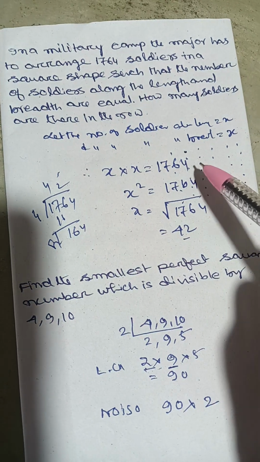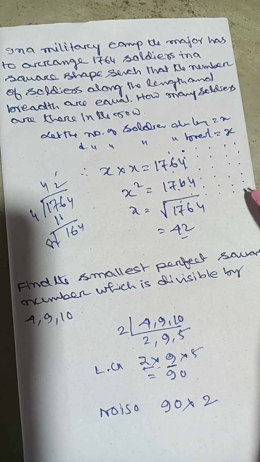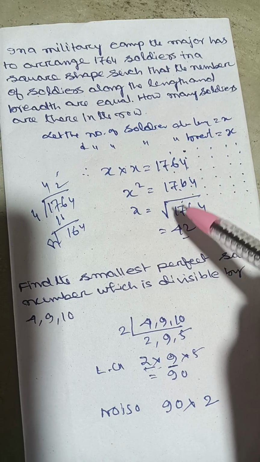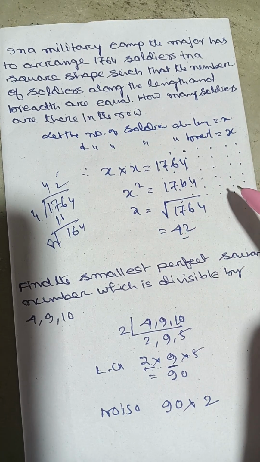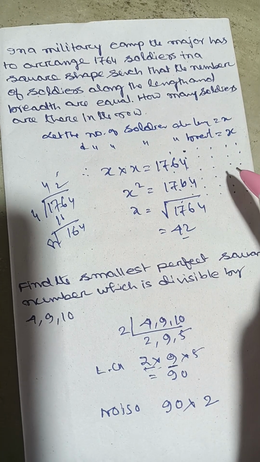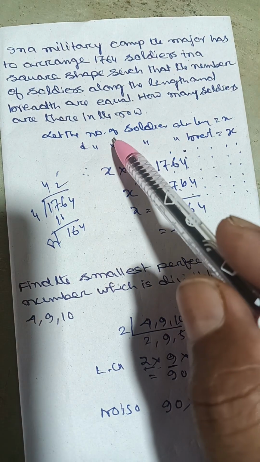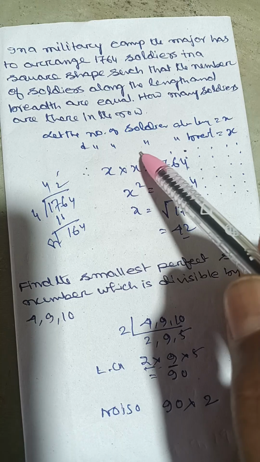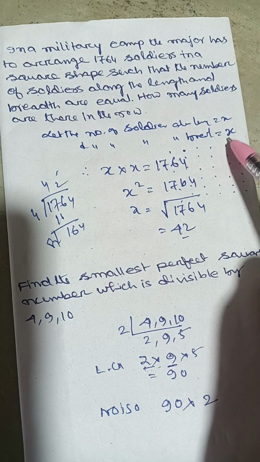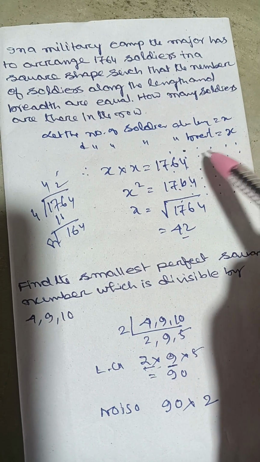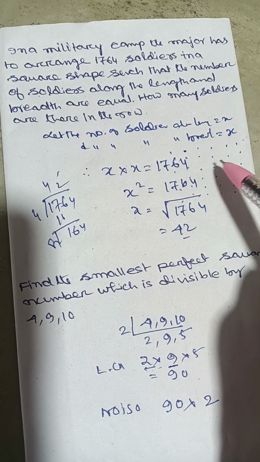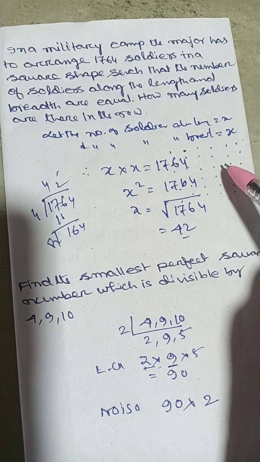So you see, I have arranged. Suppose six soldiers are there in the row. Six soldiers, six soldiers, six soldiers. Along the length and breadth, the number of soldiers is the same. That's why I have considered: let the number of soldiers along the length be x and along the breadth also x. Suppose five soldiers are along the length and five along the breadth. So the total number of soldiers will be 5 into 5.